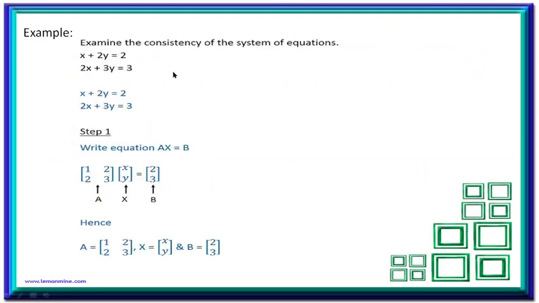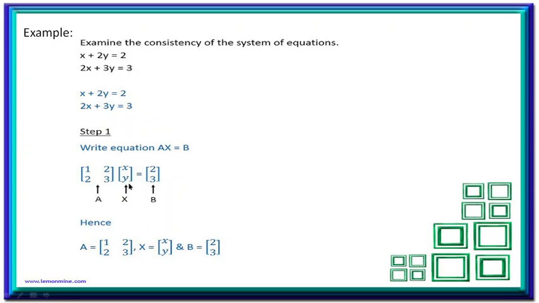Let's take one example to clarify this concept. Let's take this example of two equations. The system is given and we have to check the consistency. What is the first step? In the first step, we have to write the given system in the matrix format. We'll write it as AX equal to B, where matrix A will represent all the coefficients of the variables 1, 2, 2 and 3. Matrix X will represent all the variables X and Y. And matrix B will represent all the numbers written on the right side, like 2 and 3 in this question.